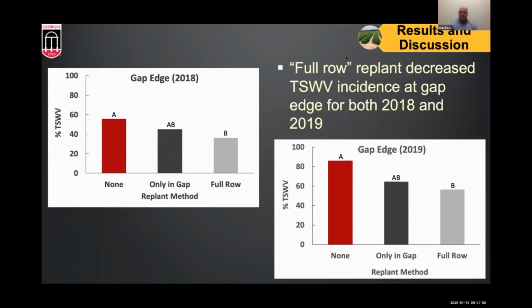Full row replant. We're now looking at the gap edge, and you will see that the replant methods are on the x-axis and percent TSWV is on the y-axis. This occurred for both years, 2018 and 2019, and we can see a similar relationship between the replant methods and TSWV percentage for both years. It shows that full row replant decreased TSWV incidence at the gap edge for both years.